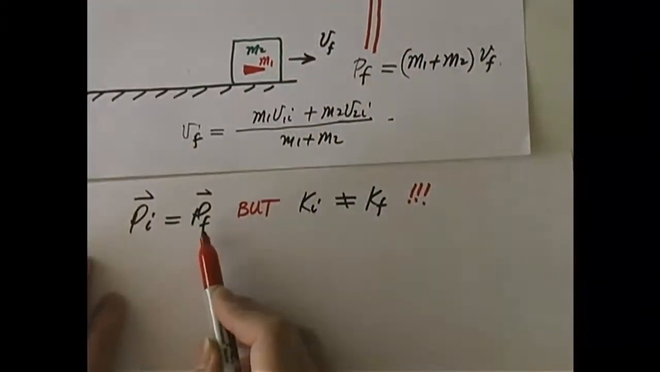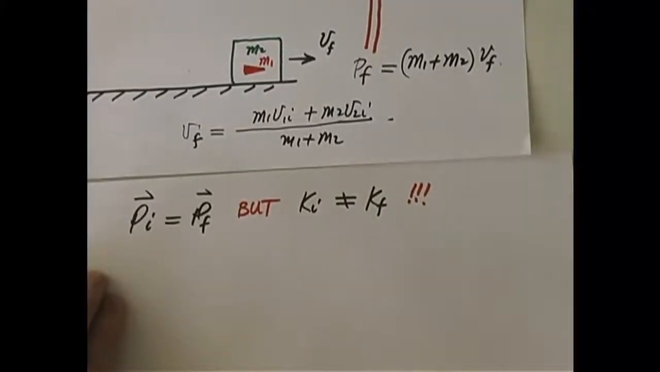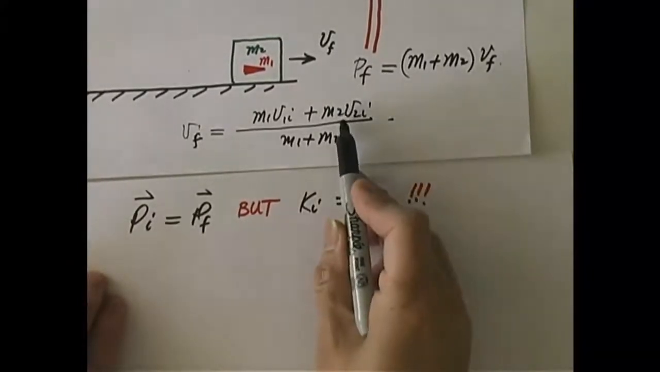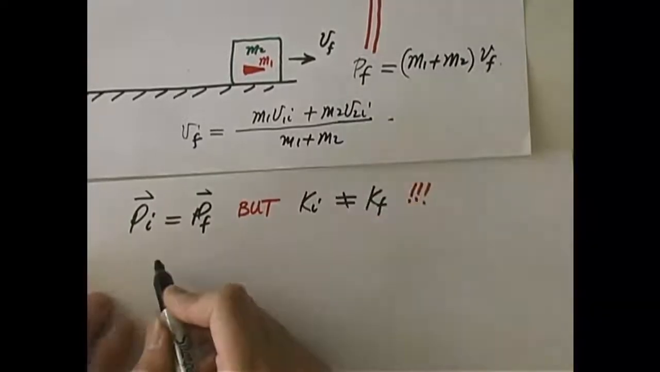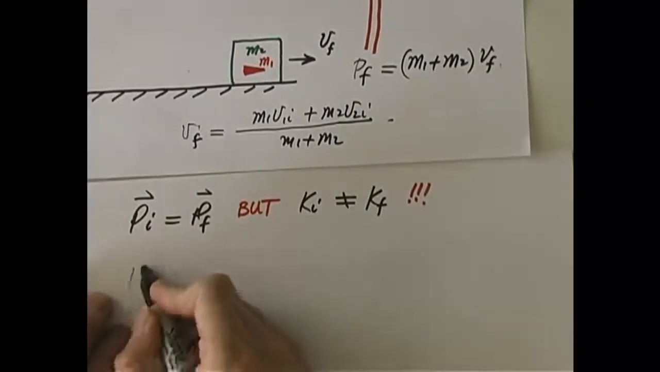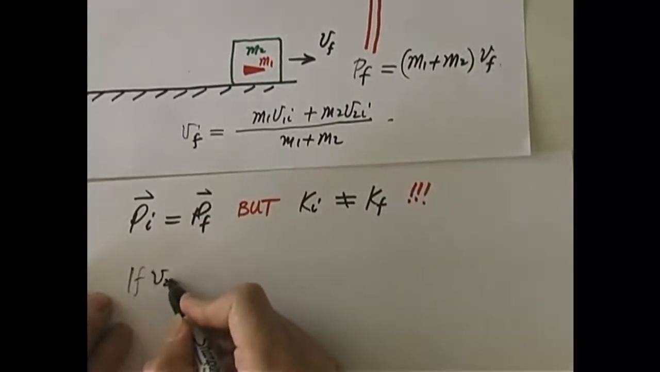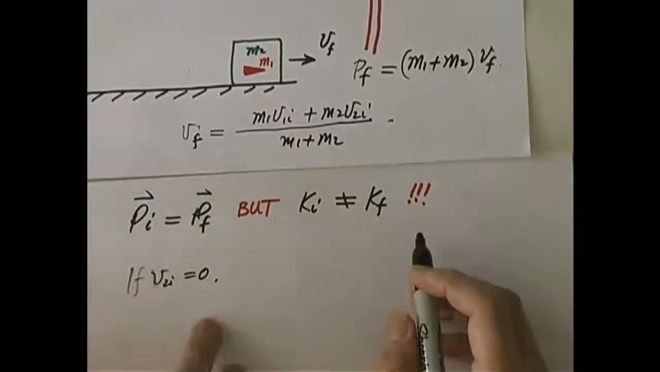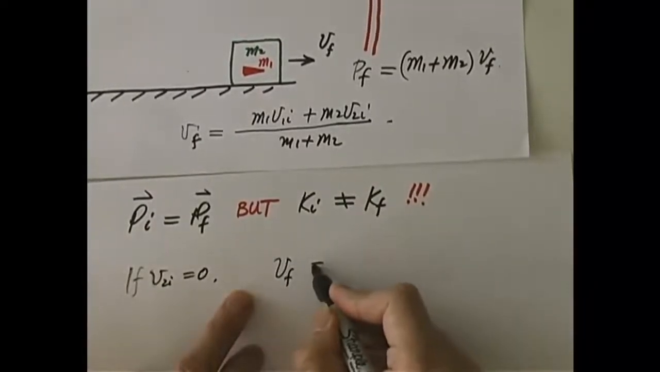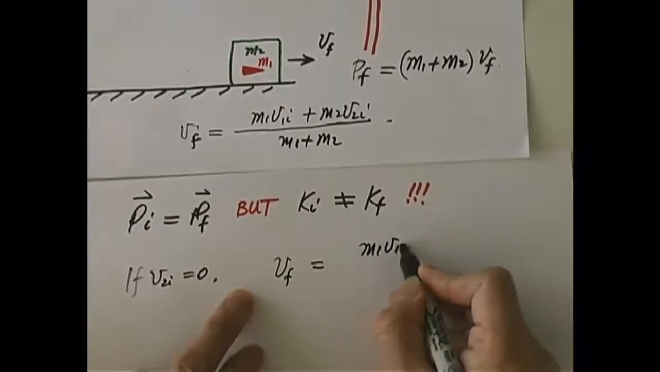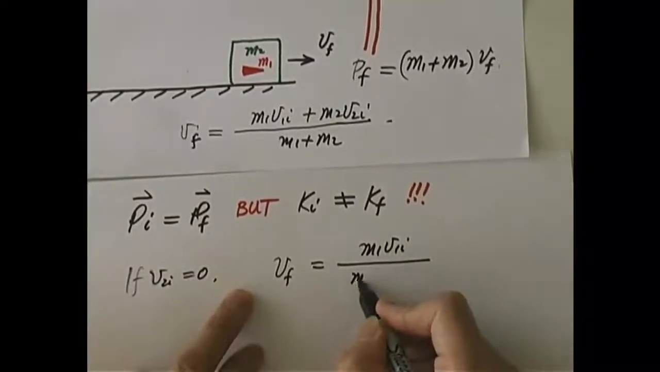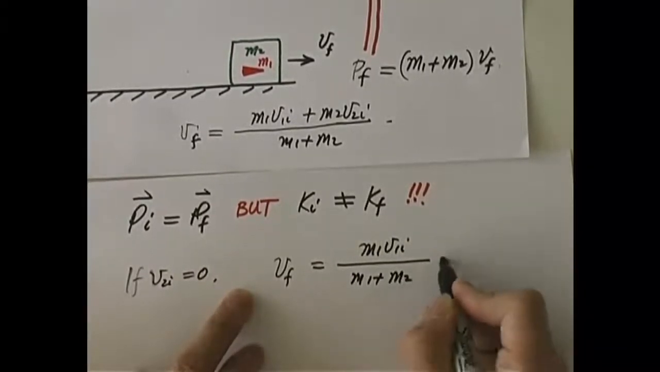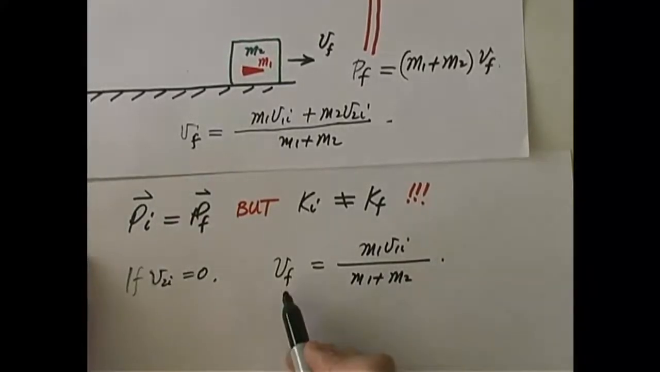I want to show you P initial equals P final, but K initial is not equal to K final. Assuming that V2 initial equals 0, just to make it mathematically simpler, V final equals M1 V1 initial divided by M1 plus M2. Now you know the final speed of both objects.